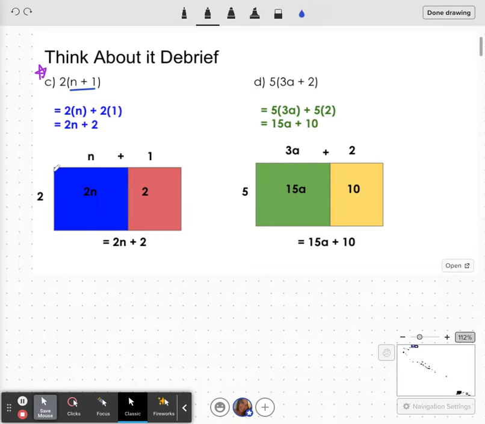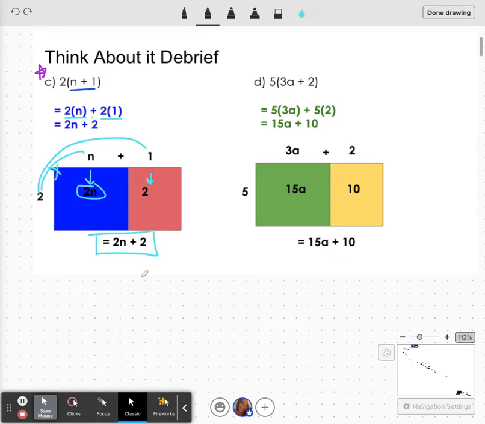And we can look at the model. I'm going to use a different color because it's kind of blending in here. I can see that this person did 2 times n to get 2n. And then they did 2 times 1 to get 2. Then they added those terms together, 2n plus 2. And you can see their equation matches the exact math they did. First, they did 2 times n. That's right here. Then they added the product of 2 times 1 to get 2n plus 2.